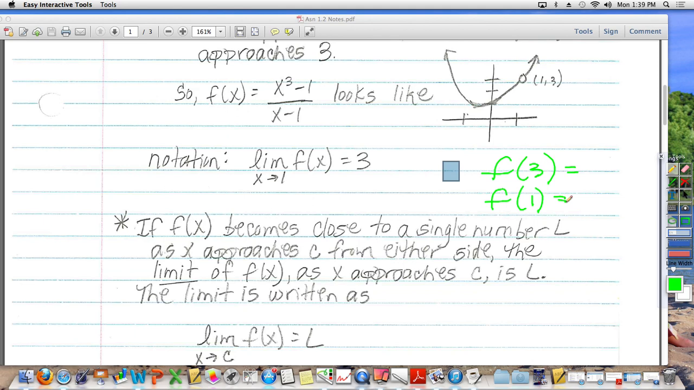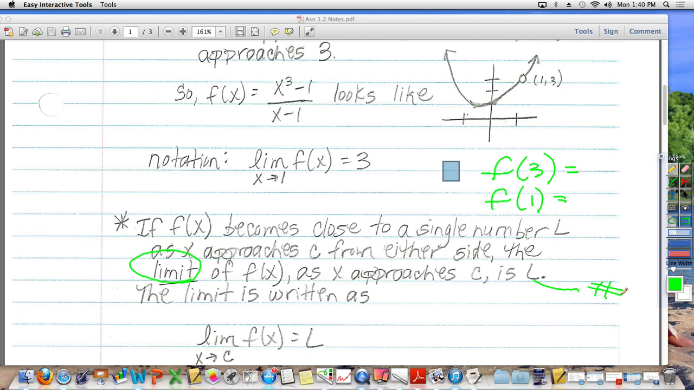gets close to a single number L as x approaches c from either side, the limit of f of x as x approaches c is L. Now L, what is L? Why is it L? It's the limit, but what does L mean? It just represents some number. You always get a number as your limit. If it exists, you get a number for the answer.